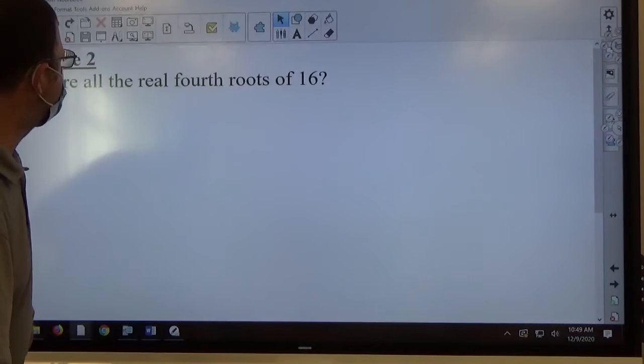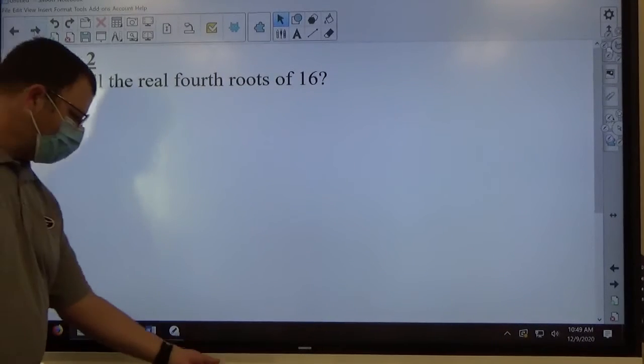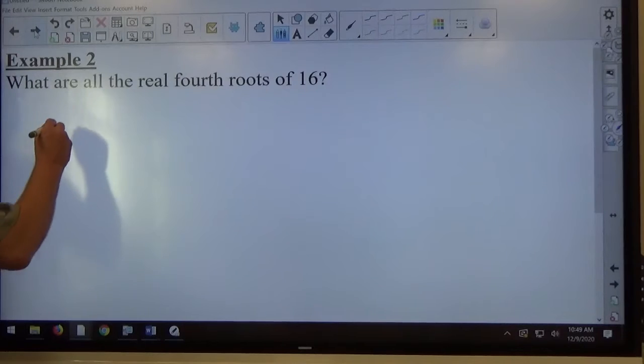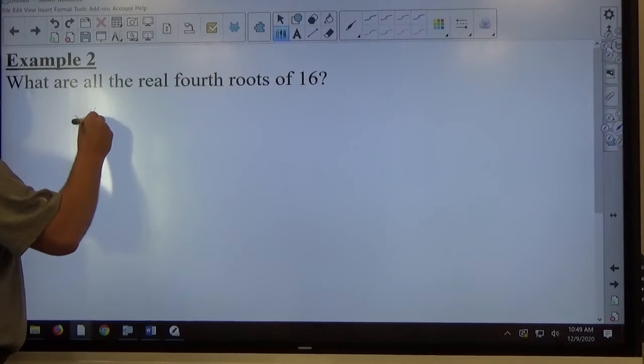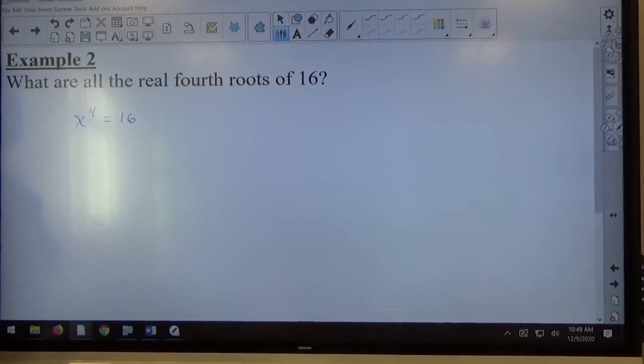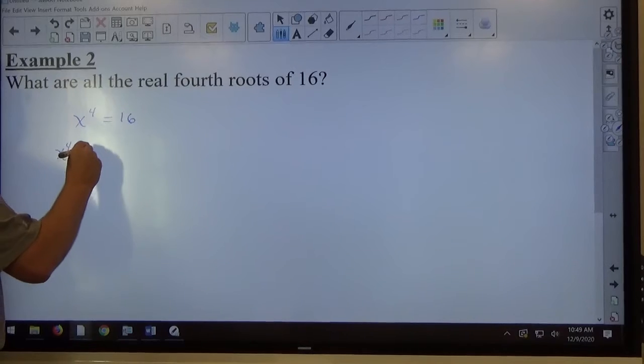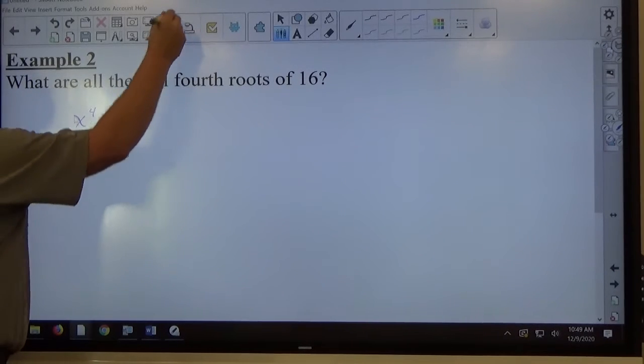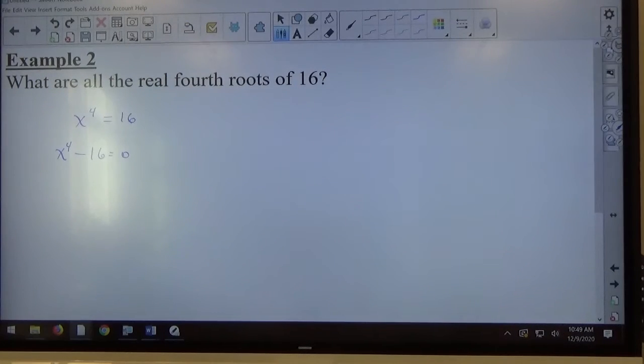Okay, example 2 asks us for the real fourth roots of 16. Fourth roots means that we have some number to the fourth power is equal to 16, which means that x to the fourth minus 16 is equal to 0. Once again, we're looking at a binomial structure.